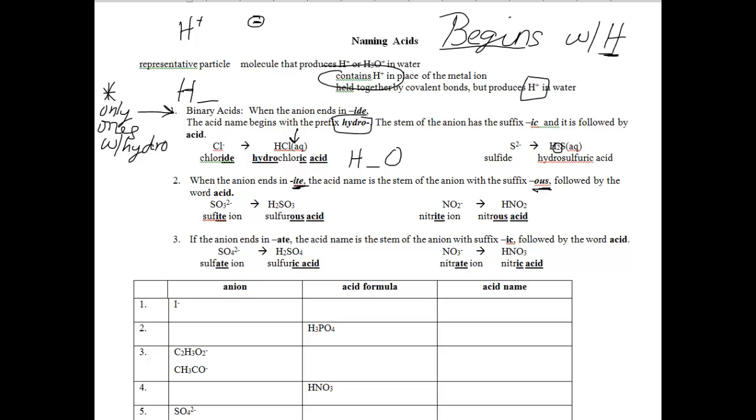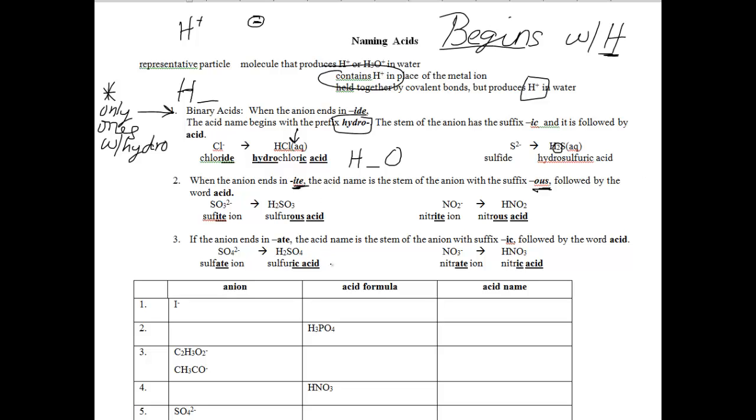What do I know my other polyatomic ions end in? I have ites, I have ates. So if it ends in an ate, then it changes to an ic acid. Compared here, this was the sulfite, becomes sulfurous. But this is my sulfate ion. It becomes sulfuric acid. This is my nitrate ion. It becomes nitric acid. So let's just do some practice here.